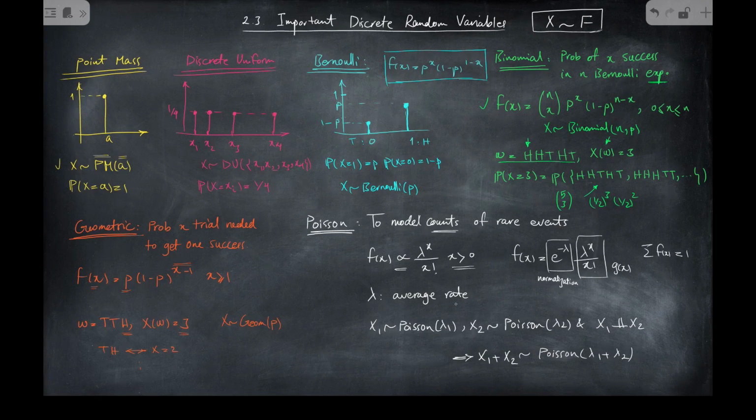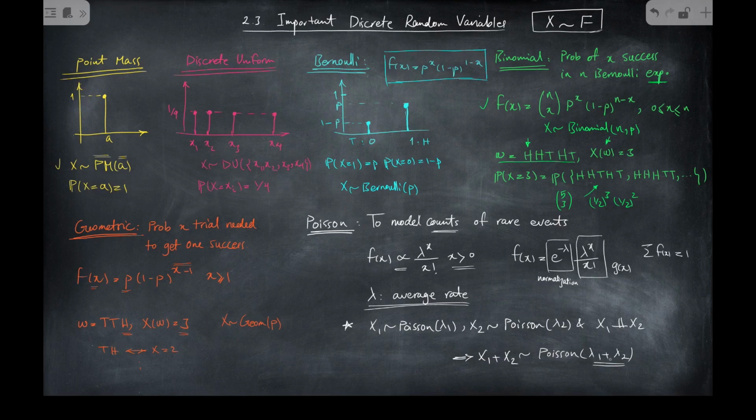And lambda is the average rate. So you can show that on average, you can expect lambda events, let's say per second. Another fact is that if you have 2 independent Poisson random variables, the sum of them is also a Poisson random variable with a rate which is the summation of the 2 rates.